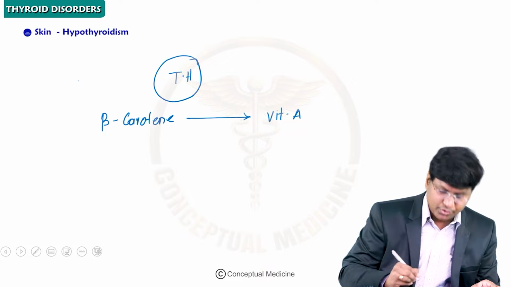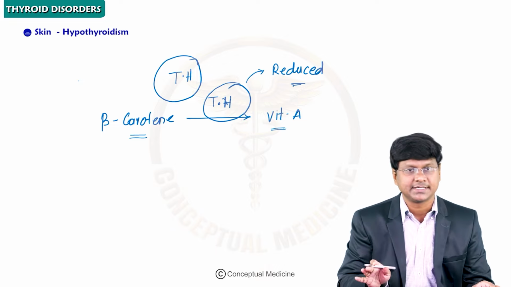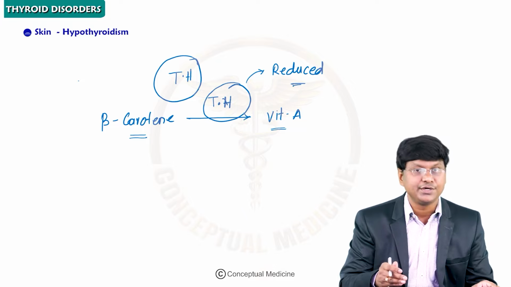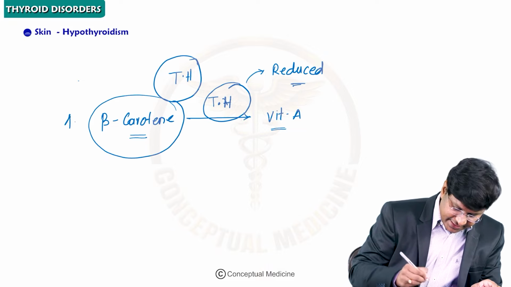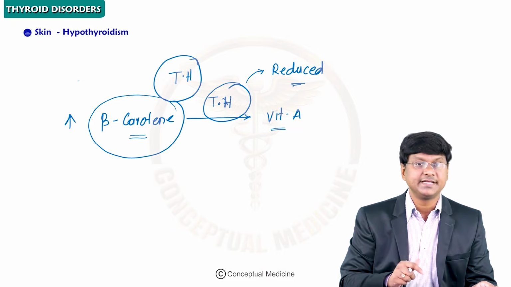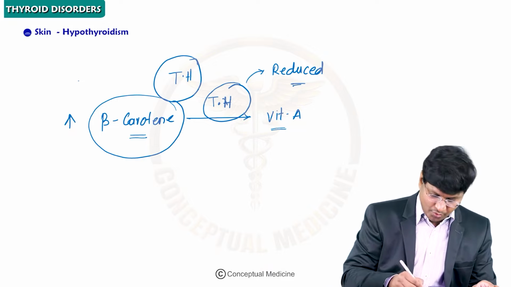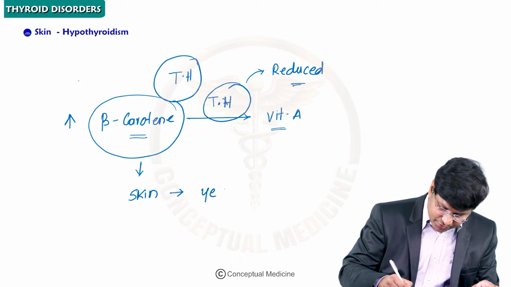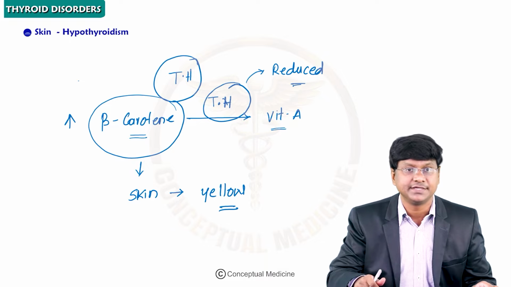If thyroid hormone is reduced, the conversion of beta carotene to vitamin A does not occur. Thereby there will be an increase in the beta carotene levels. Now this beta carotene will go and get deposited within the skin of the individual, and that will give yellow color to the skin of the individual.